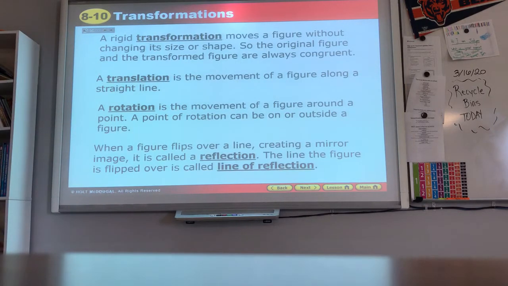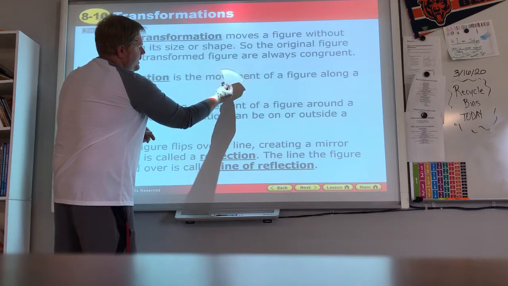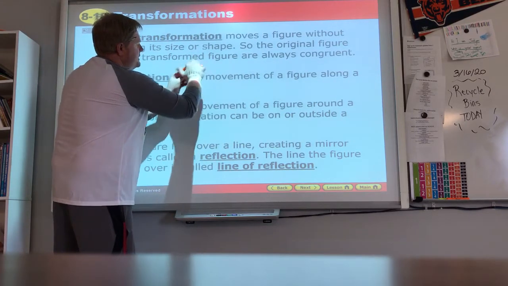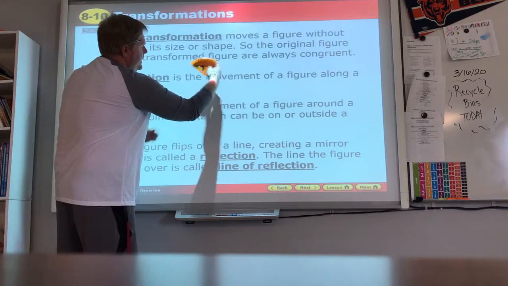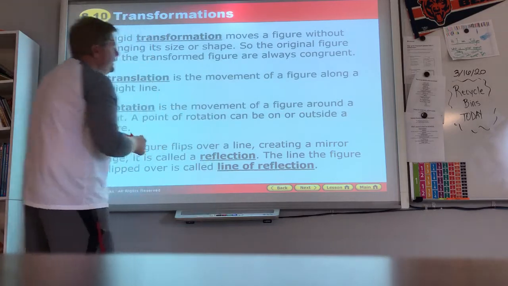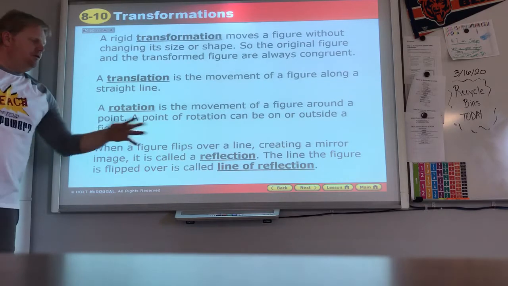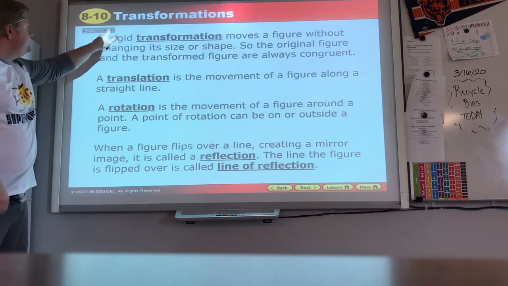When a figure flips over a line of reflection, creating a mirror image, then it is also called a reflection. The line the figure flips over is called the line of reflection. So, if we think about a line of reflection being right here, we have that figure that is the same but across that line. Or from here, we would have a figure that's the same but across this line. You'll be able to see it a little bit better when they do it. But translation, rotation, reflection. We'll show you all 3 today.